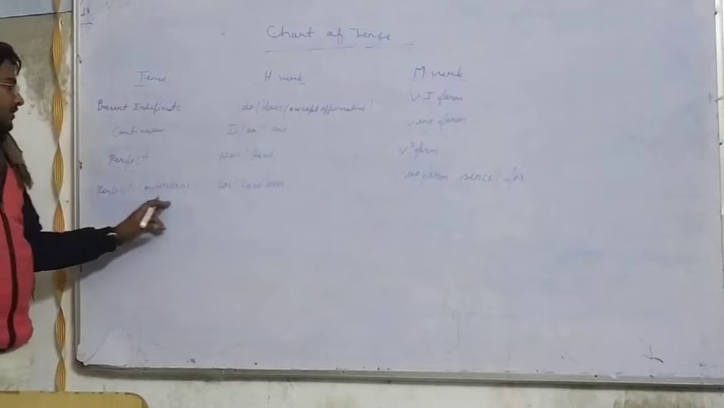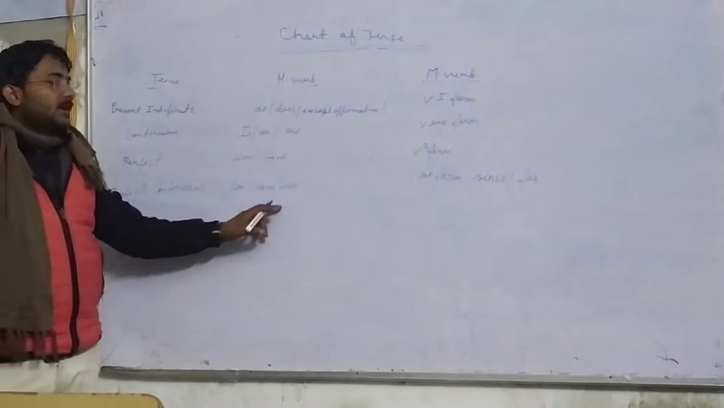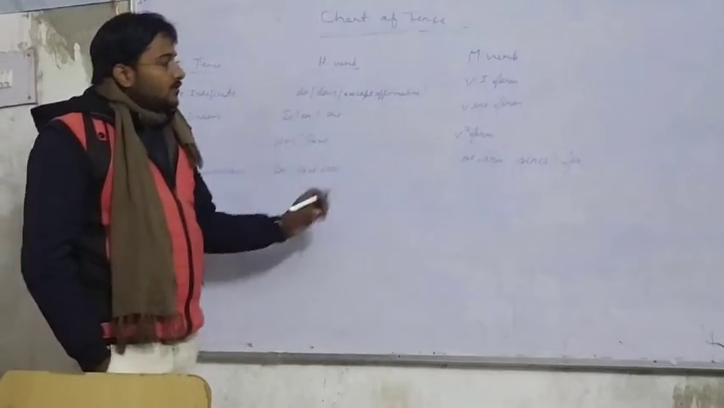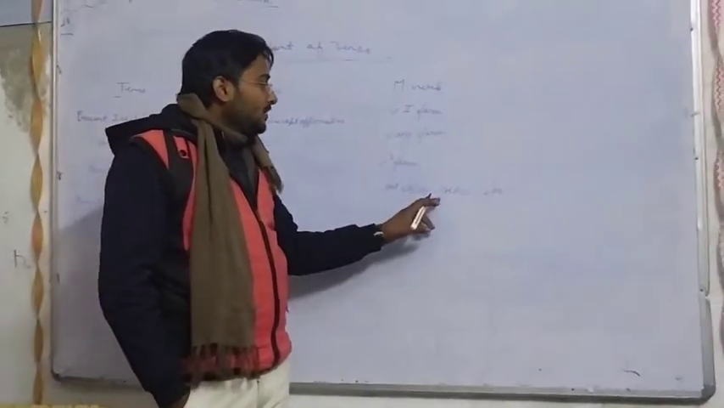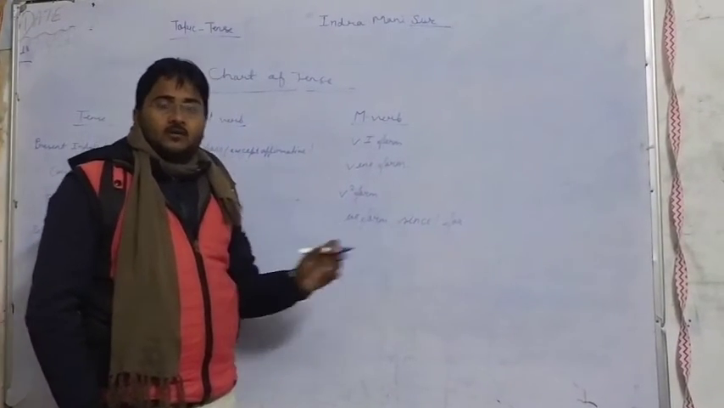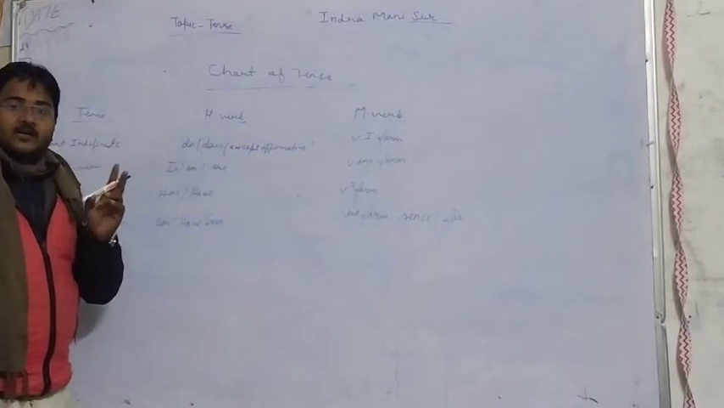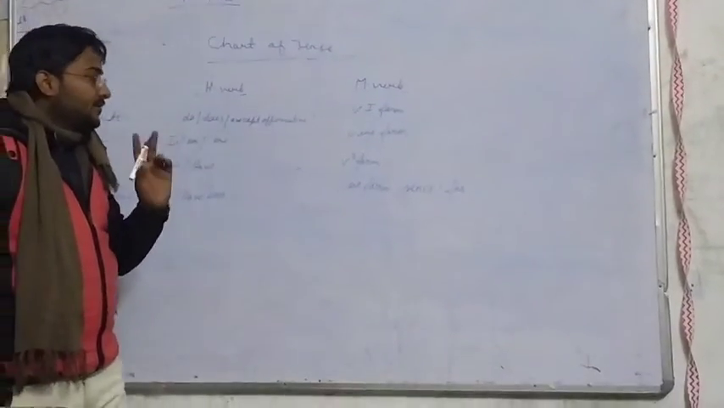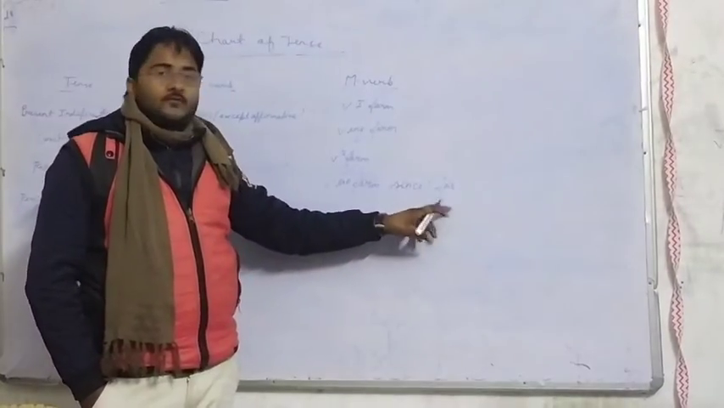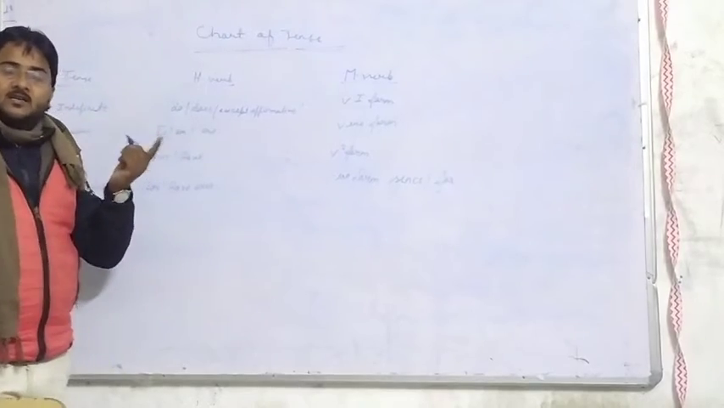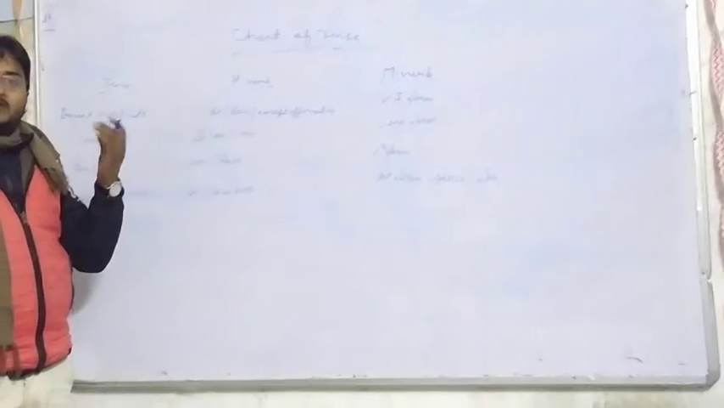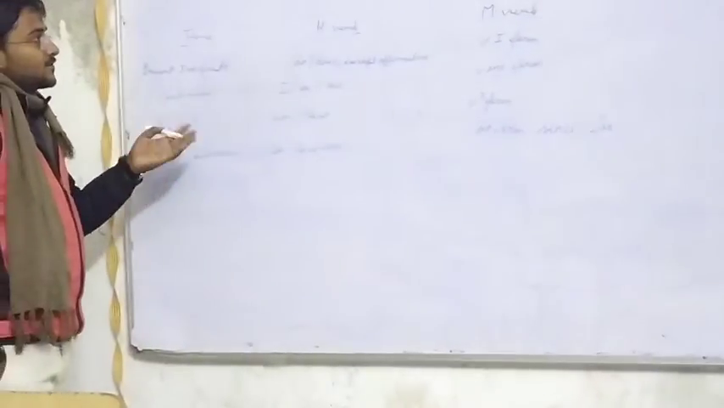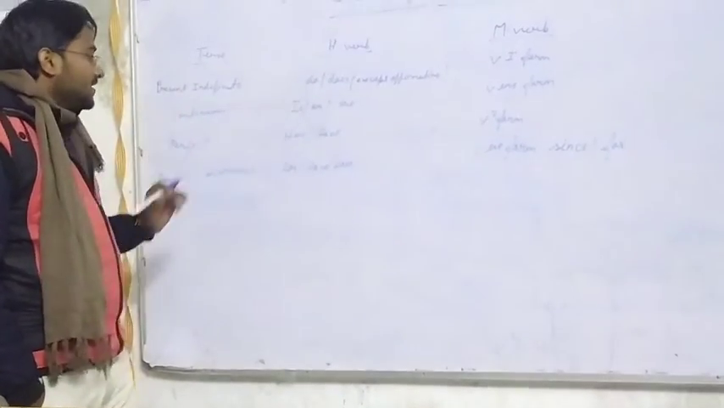And in present perfect continuous tense we use has been and verb in ing form, and to show time we use since or for. Means with point of time we use since, and with period of time we use for. Means निश्चित समय के लिए since का यूज करते हैं और अनिश्चित समय के लिए for का यूज करते हैं. So these are the description about present tense.